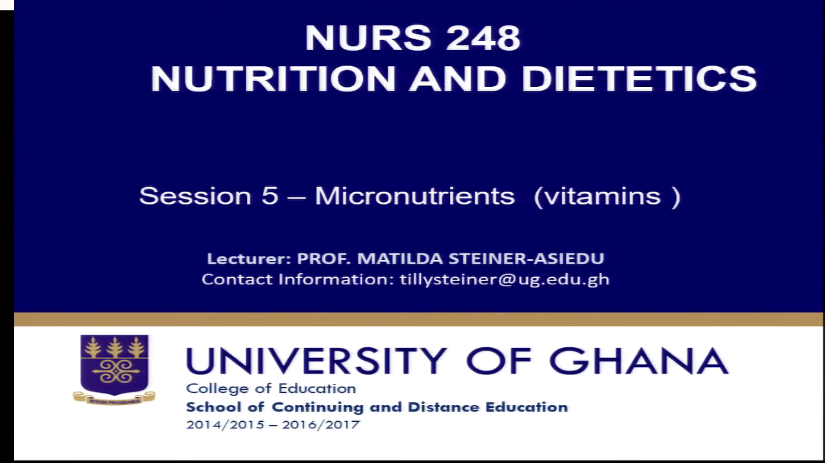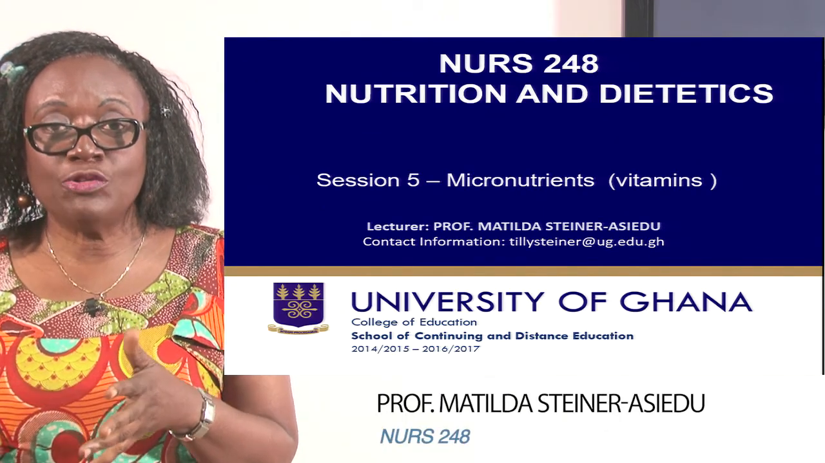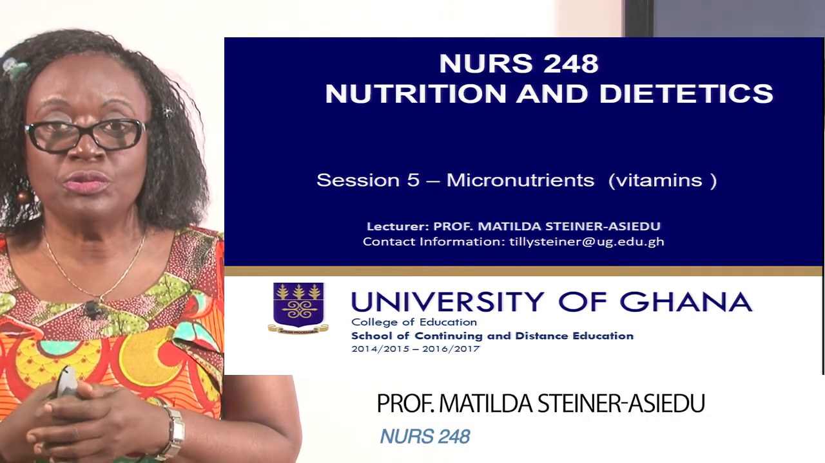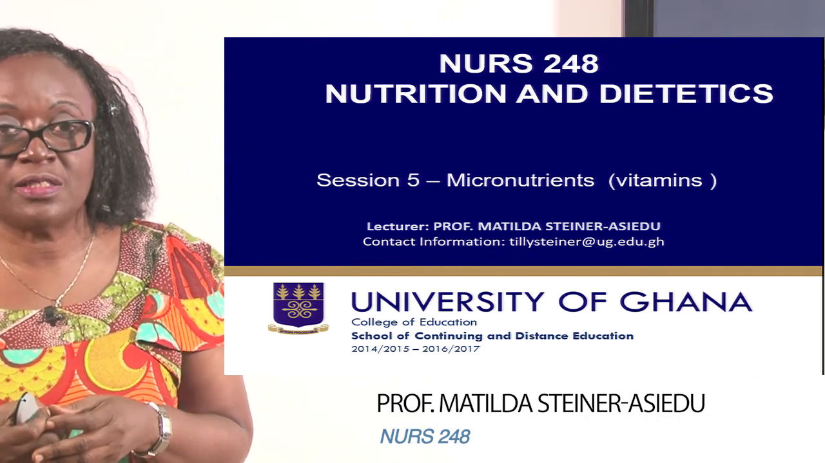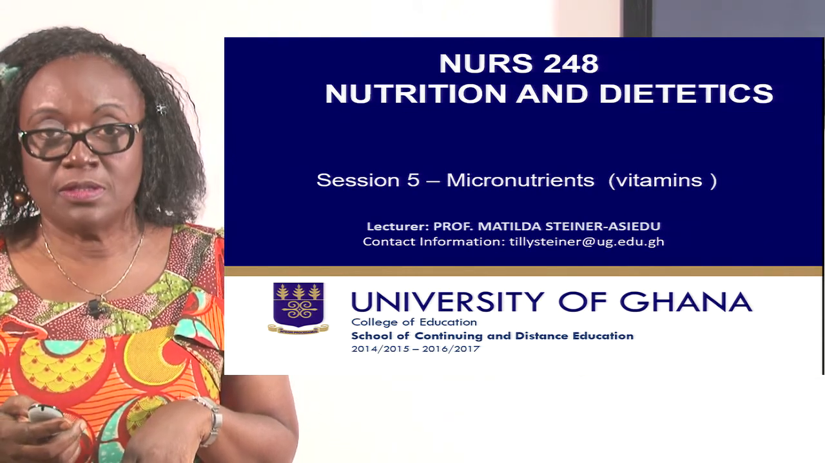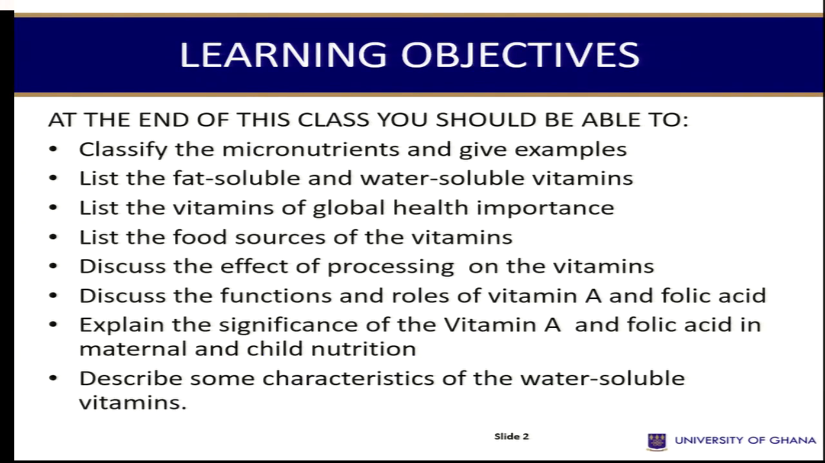I'm sure you did enjoy the macronutrients, the 3 macronutrients: carbohydrates, lipids, and proteins. Yes, the other group of nutrients that are important to the body, you have the micronutrients. So today we shall start with the micronutrients and basically vitamins, but I'll give you an overview of all of them. So our learning objectives is that you should be able to classify the micronutrients and give examples.